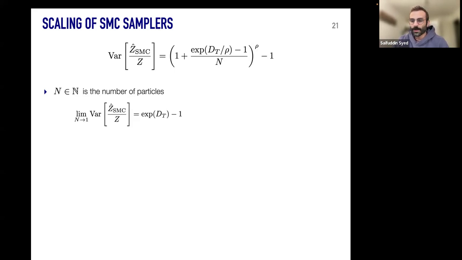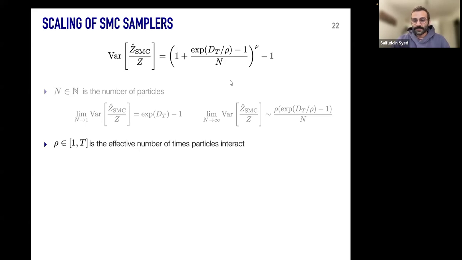You can see that, first of all, this variance is monotonically decreasing with the number of particles. So the maximum variance you're going to have is when you have just one particle, taking the limit as N goes to 1. It's not going to be very good, and you're going to get this exponential dependency on the discrepancy. You can also take the other limit, as the number of particles goes to infinity. In this case the variance will go to 0, but the rate at which it goes to 0 still has this exponential dependency on the discrepancy. So if D is quite large, you're kind of out of luck.